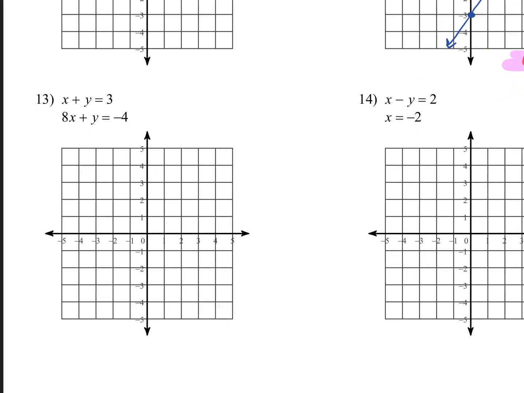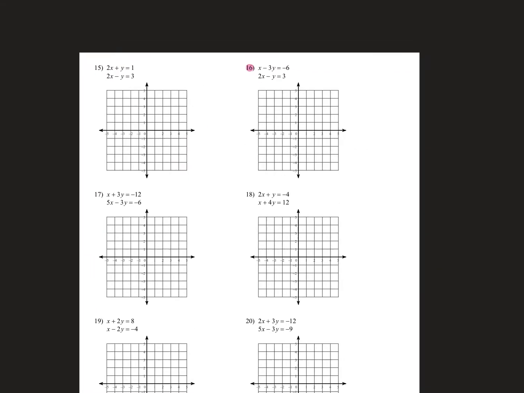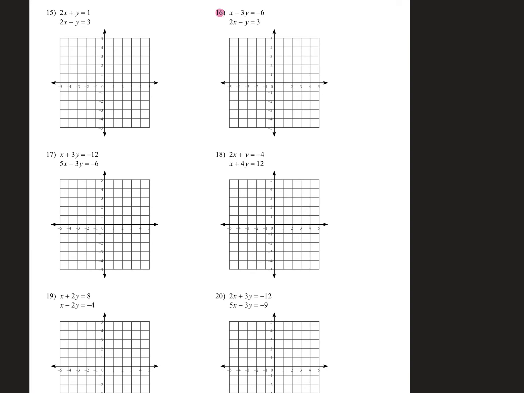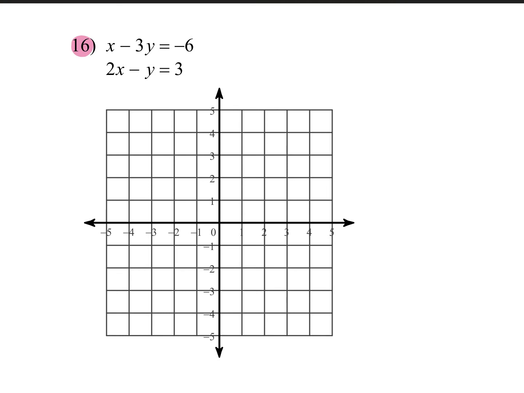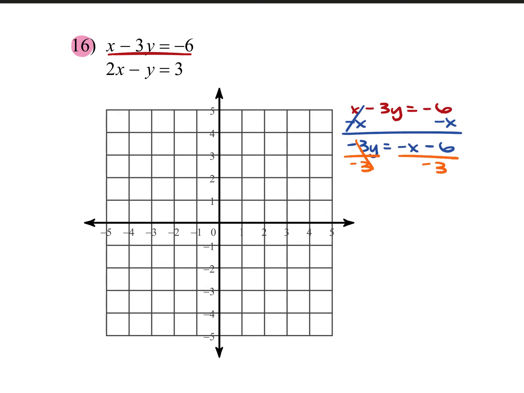For the next one, on the next page, we're going to look at number 16. We have x minus 3y is equal to negative 6, and 2x minus y is equal to 3. So looking at that first function, x minus 3y is equal to negative 6, we're going to subtract the x from each side. We have negative 3y is equal to negative x minus 6. We divide each side by the negative 3. We have y is equal to positive 1/3 x plus 2.